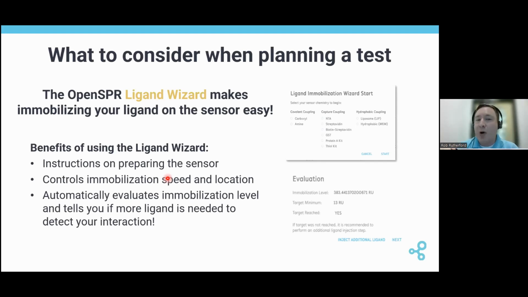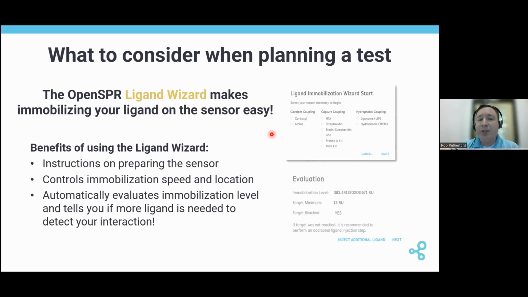It's going to ask you a couple of questions, such as you can see in the top capture picture here. It's going to say, what sensor are you using? So you would just select whatever sensor you did and click start. It's then going to ask you, what's the molecular weight of your analyte and your ligand? And it will do the calculation for you about how much response you should see when you immobilize your ligand. The other nice thing about the ligand wizard is it will automatically control flow rates and flow patterns. So you don't have to remember, okay, I need to change the flow rate to be slower or faster, etc. It's all done for you if you select the ligand wizard.